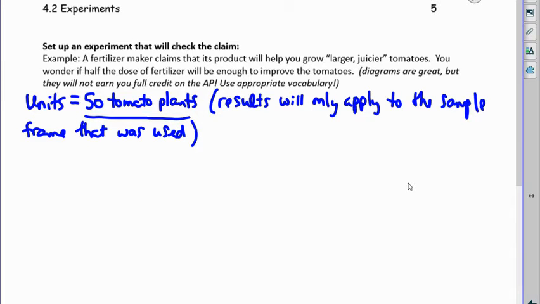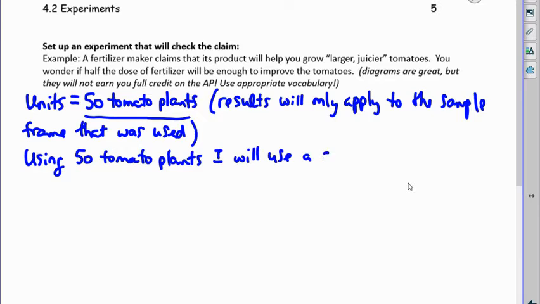Okay, so using 50 tomato plants, I will use a completely randomized design. So remember, the 50 tomato plants were selected in a sampling process, which we are not talking about in our experiment. We are now at the experimental design, so we are going to use experimental words.